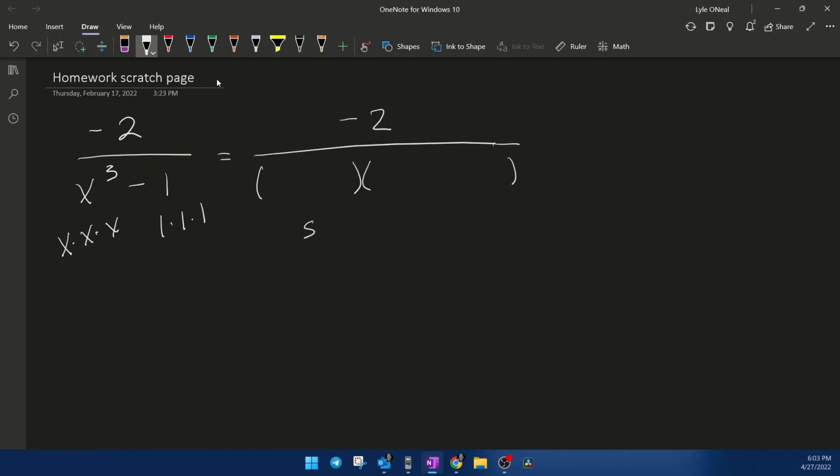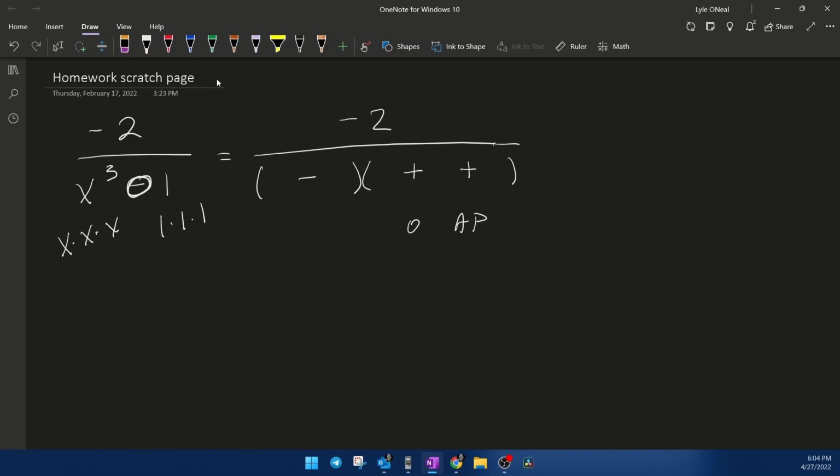And then we're going to throw in some SOAP. SOAP will get you the signs. SOAP stands for same, opposite, always positive. So the first sign is the same as your cubes. The next sign is going to be opposite of whatever the first one was. And the last sign is always positive.